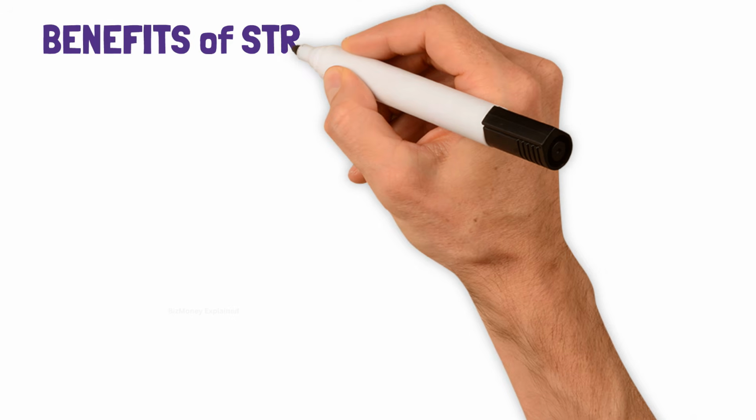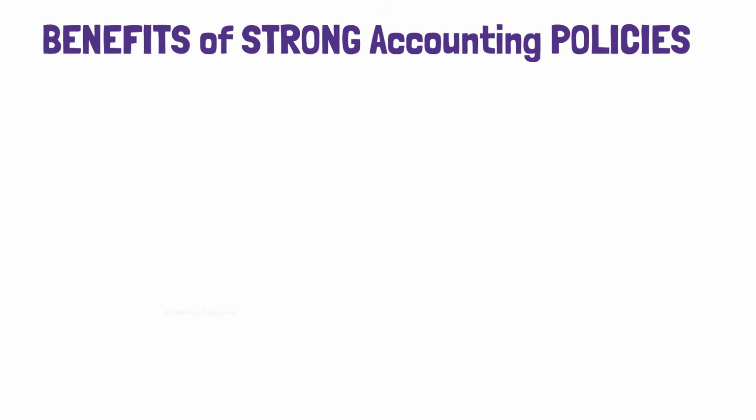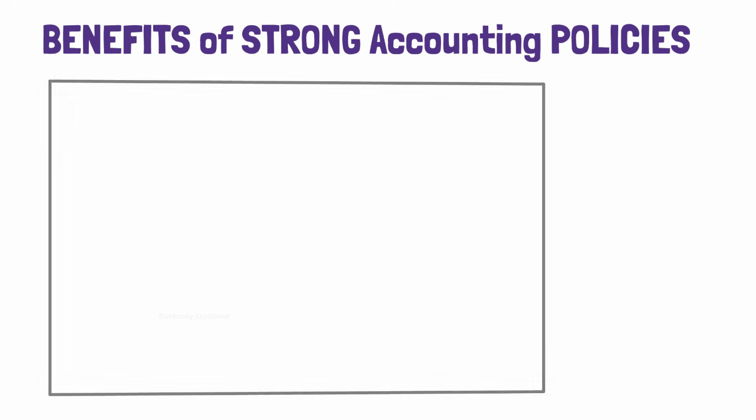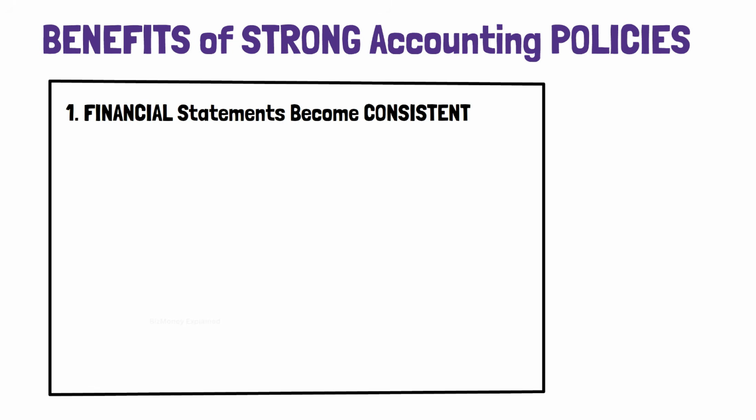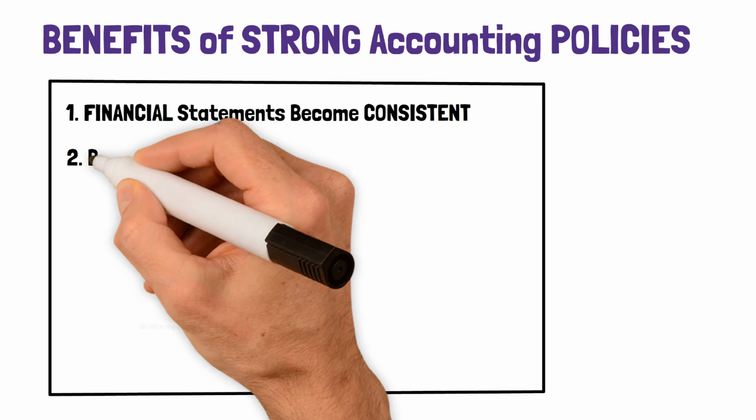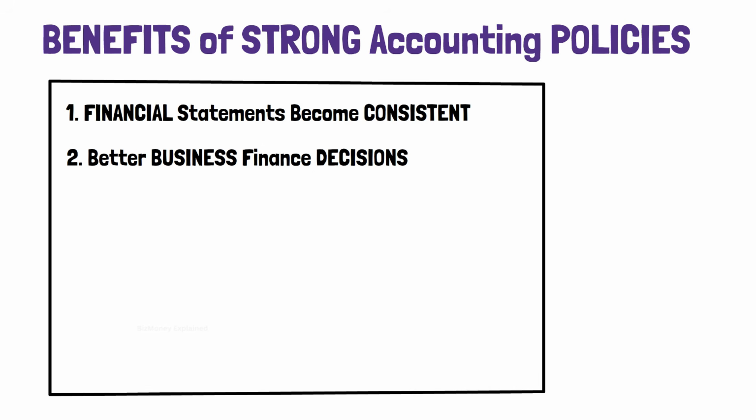The benefits of strong accounting policies. Once a business begins following written accounting policies, the improvements become noticeable very quickly. First, financial statements become more consistent because every transaction is recorded using the same rules. This makes it much easier to compare monthly and yearly performance. Second, business owners make better decisions because they can trust the numbers they are reviewing. Accurate financial information leads to better budgeting, pricing, inventory planning, and cash flow management.